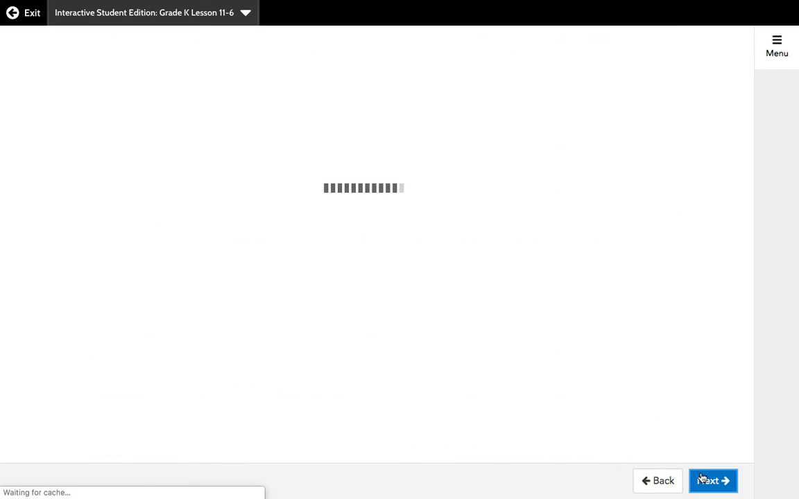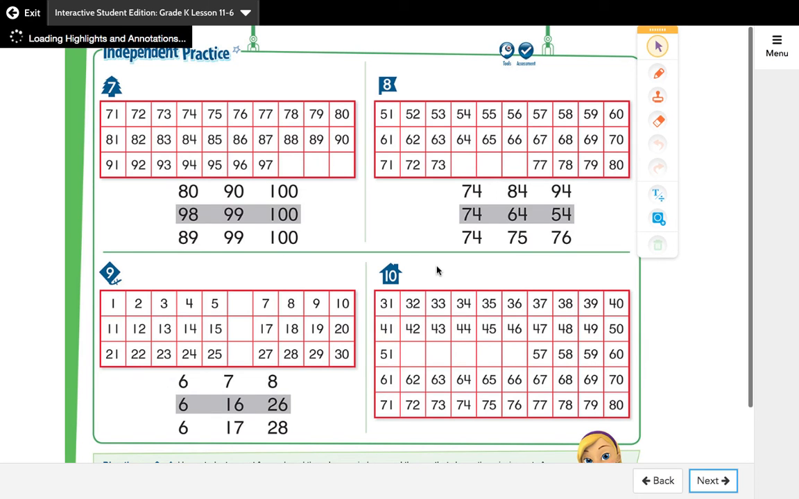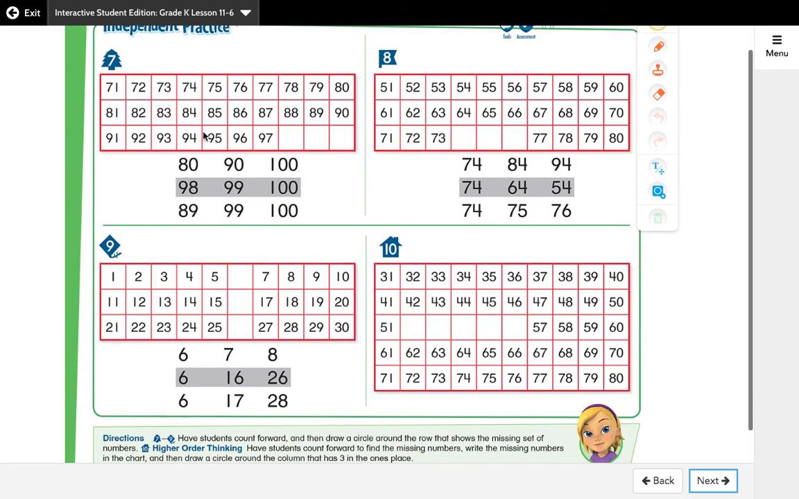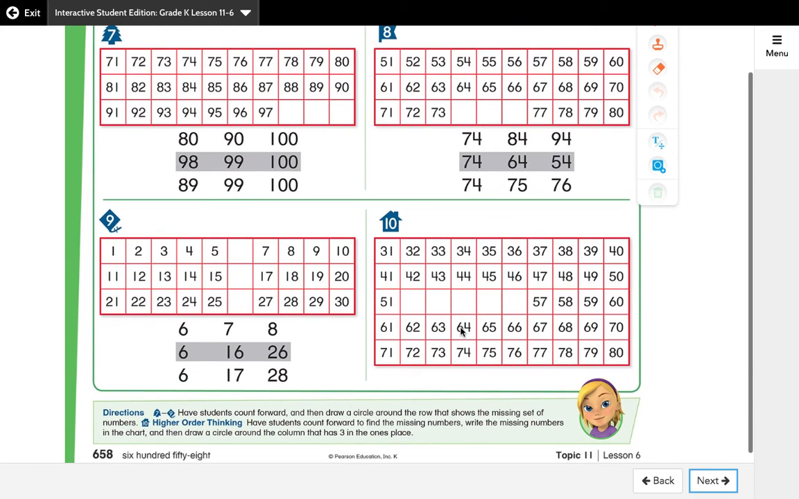And then we're going to go down to the next page for independent practice. Remember, independent practice is where you want them trying to do it by themselves, seeing if they can. If they're struggling still, please give them a little bit of help, but ask questions as opposed to giving answers. Okay, so all of this is the same for 7, 8, and 9. For number 10, they are writing the missing numbers in the chart, and they're drawing a circle around the column that has a 3 in the ones place.